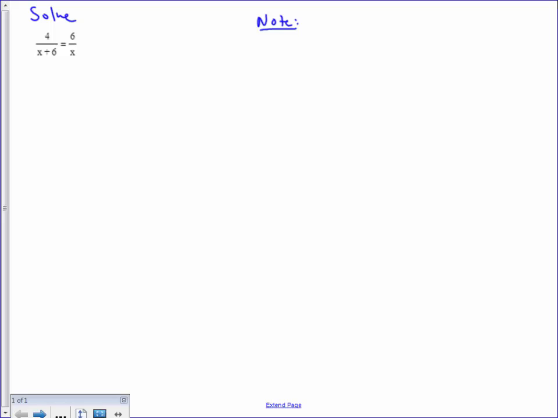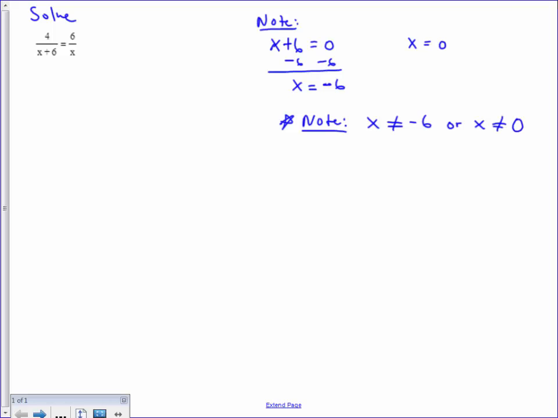In this particular problem, we have x plus 6 in one of our denominators. Set that equal to 0. Subtract your 6, you'll get x is negative 6. And then the other denominator is just x, so x would be 0. So we're going to make a note that in this particular problem, we cannot have x equaling negative 6 or x equaling 0. And the reason we know that is because we know that fractions are undefined if their denominators are 0.